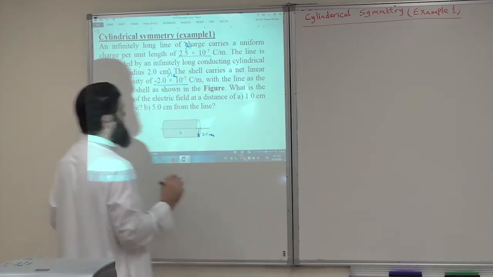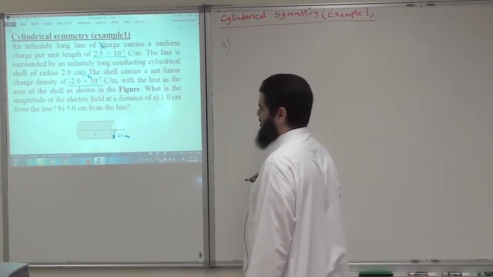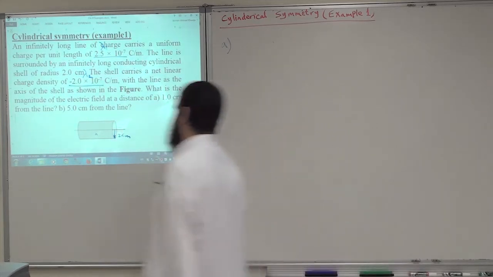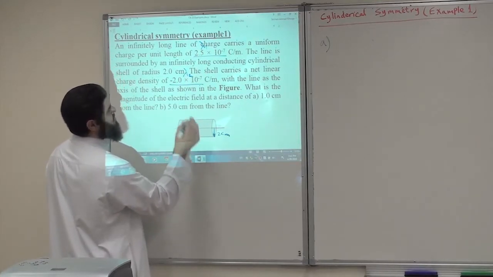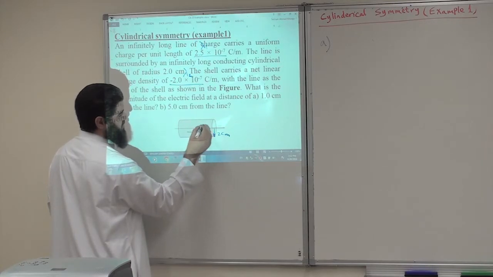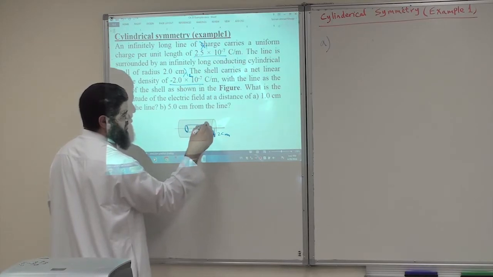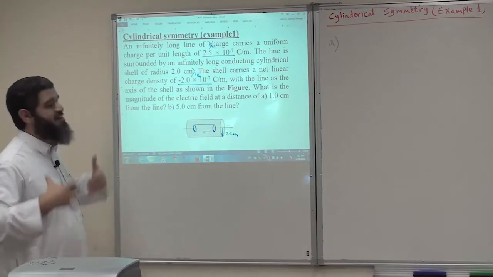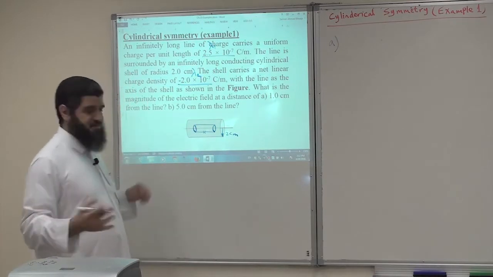Let me start with the first part, which is A. To do this, we need to draw a Gaussian surface. Due to cylindrical symmetry in our problem, the Gaussian surface should pass through this point, which is 1 centimeter from the line. Okay, so this is my Gaussian surface. I draw it. It will be a small cylinder. Of course, it is a virtual cylinder. It doesn't exist. I put it just in my mind to simplify the calculation of the integration. Okay, we have done this before, but let me do it quickly.